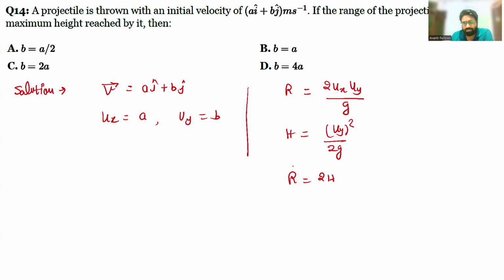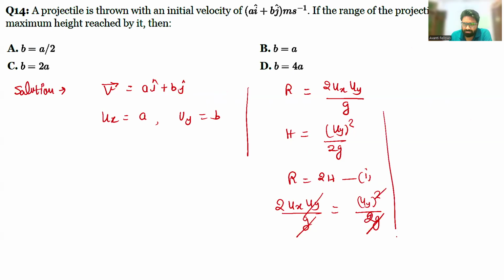From this equation, if you put the value of R and H in this way, R is 2 times Ux Uy divided by g, and this will become Uy square by 2g. This g and g will cancel out each other. Uy and Uy cancel out. So the only remaining thing is 2Ux is equal to Uy by 2.